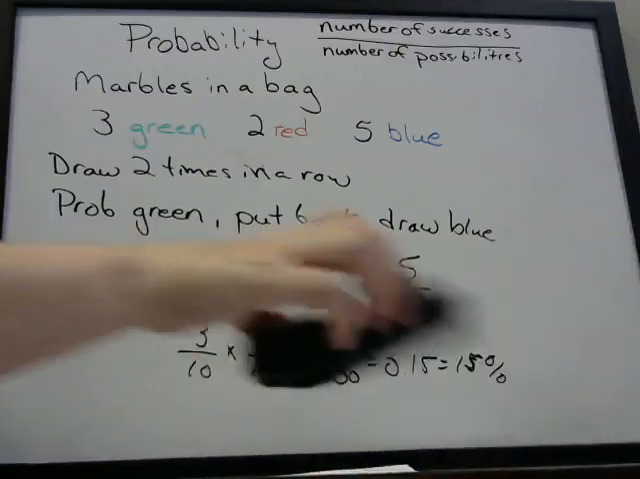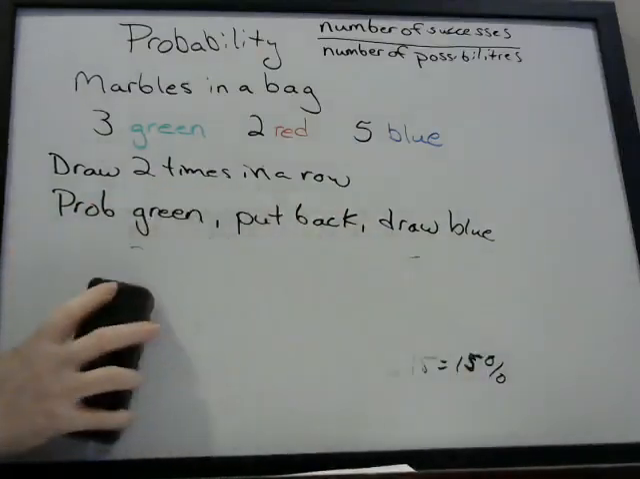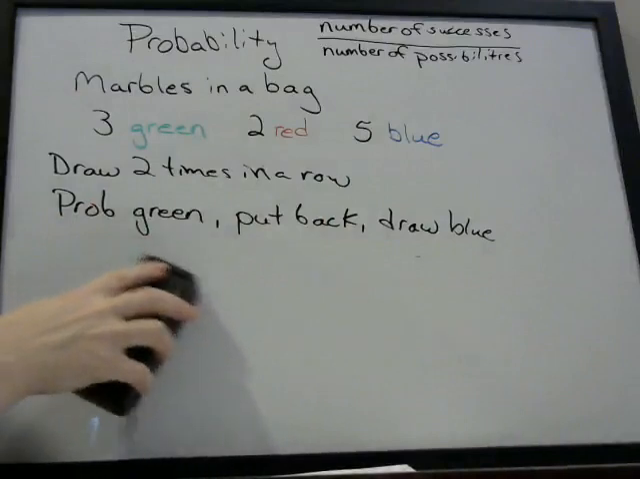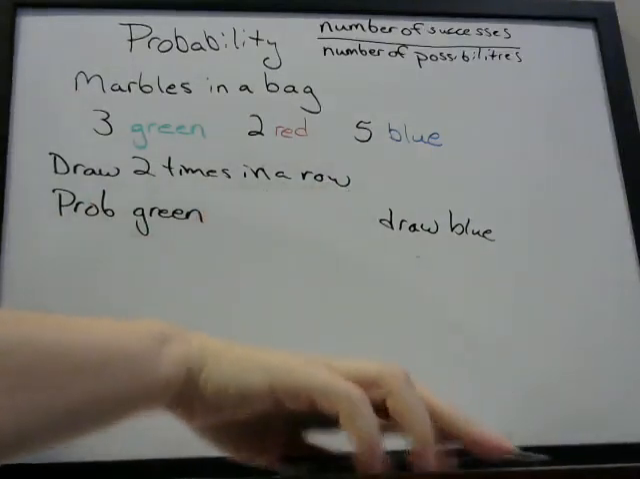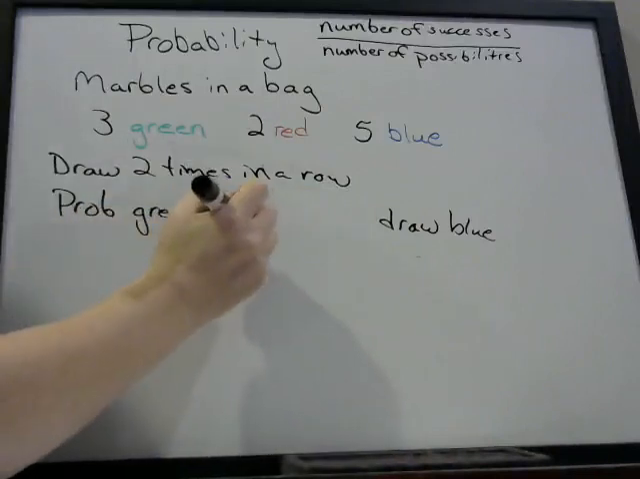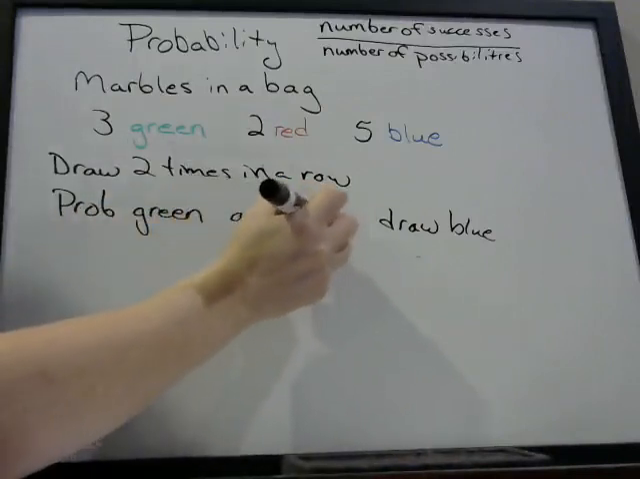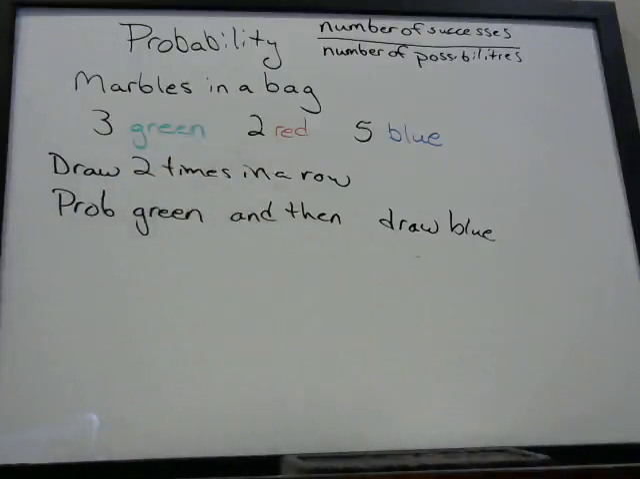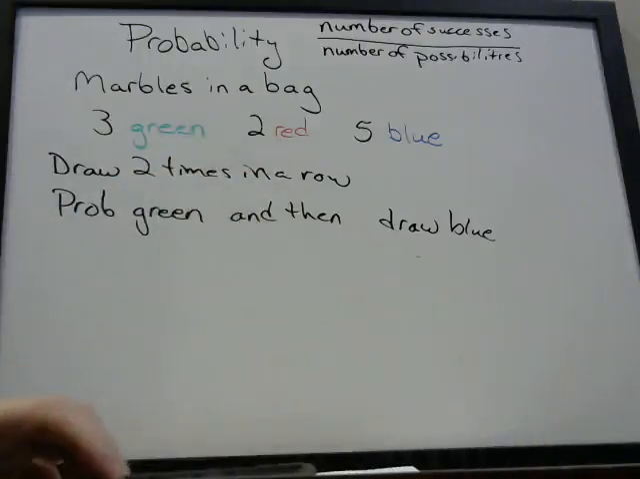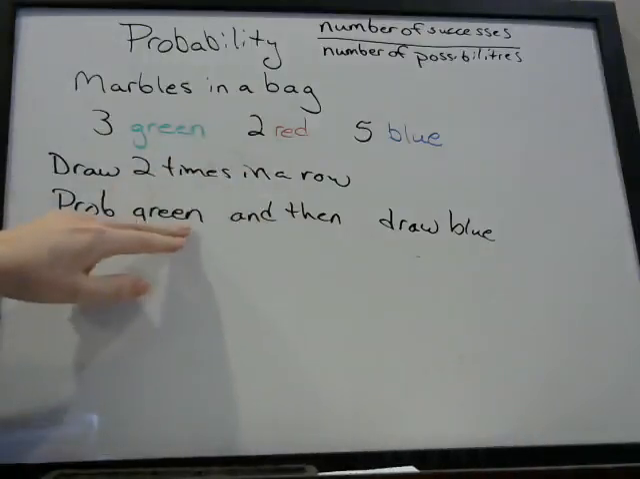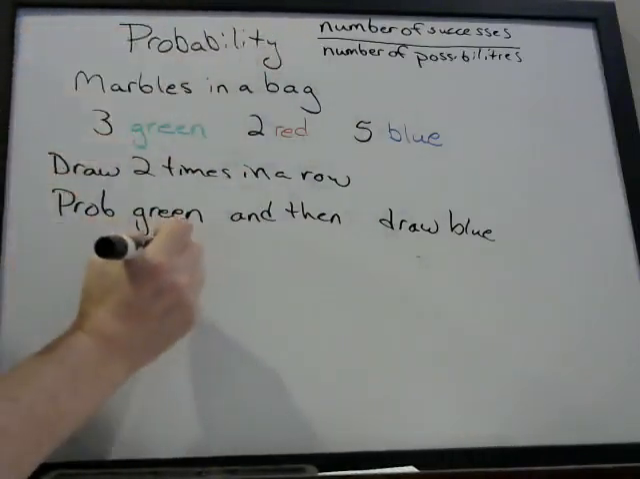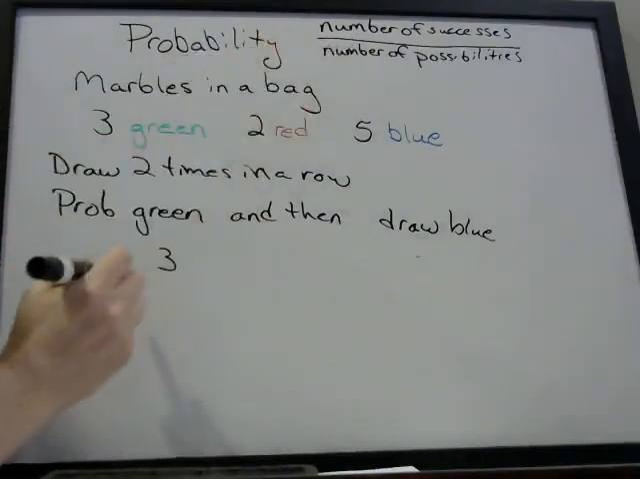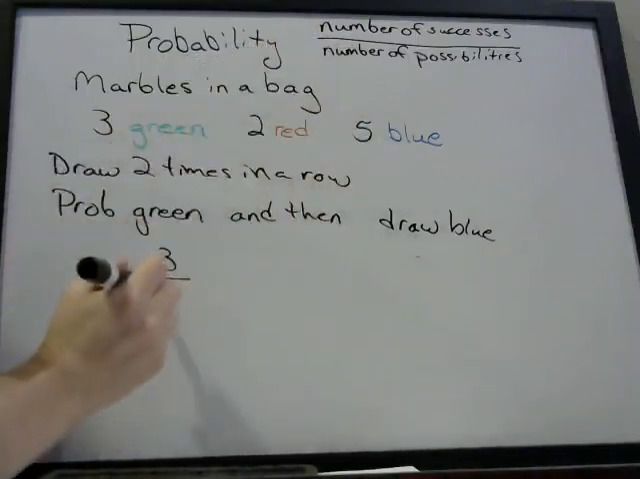Okay, what now if we're going to draw 2, but we don't put it back? So we're going to draw a green and then draw a blue without putting it back. So we again kind of do it the same way. What's the probability of drawing a green? Well, there's still 3 green in there, and there's 10 marbles.